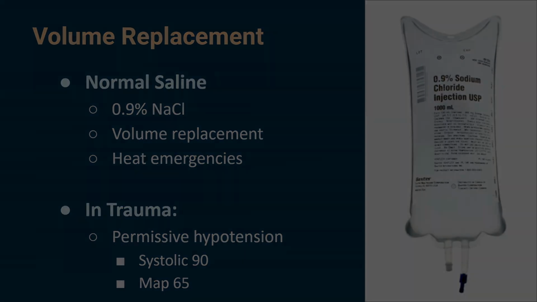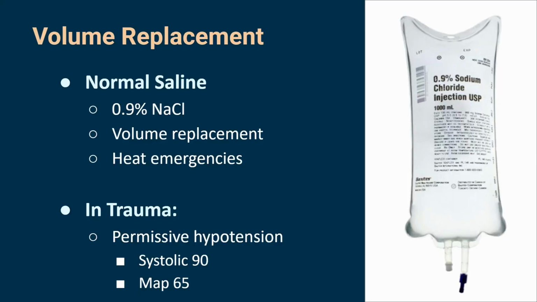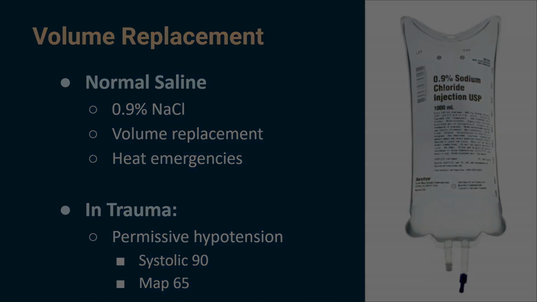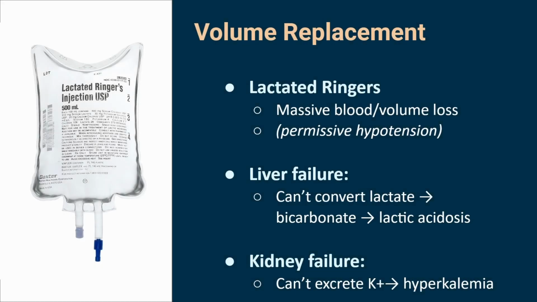Lastly, make sure you emphasize the summary of these things. Saline is good for volume replacement and heat emergencies, but of course, be careful in trauma. We need to consider the trauma triangle and permissive hypotension, both systolic and MAP. Lactated ringers is similar to saline, except it includes a buffer, lactate, or what can become a buffer, and a whole bunch more electrolytes.